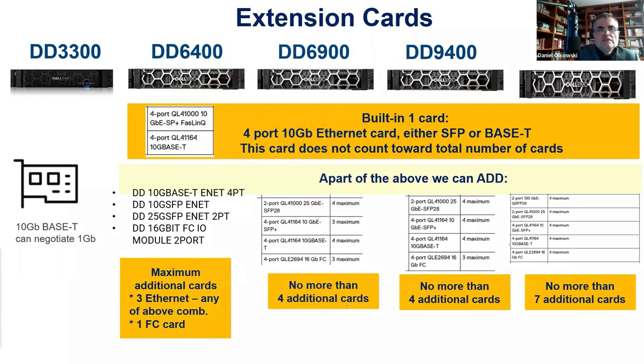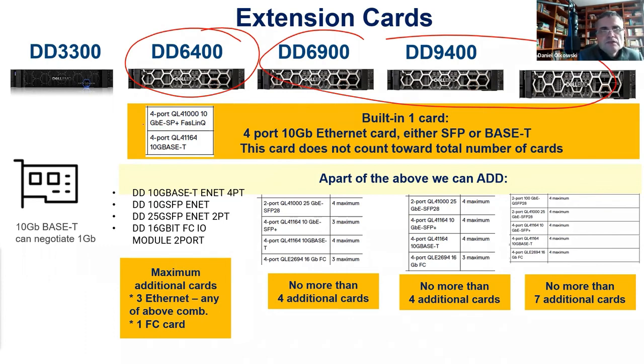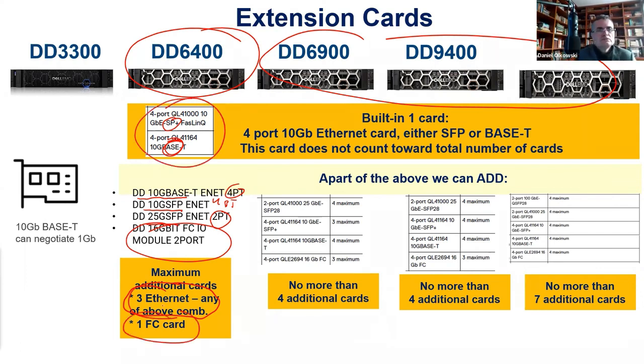And the cards. Every model, DD6400s and all the other models, have a built-in Ethernet card, and we can choose either fiber optical or copper. But we can also add three Ethernet cards. Each of them can be copper 10 gigabits, optical 10 gigabits, or 25 gigabits. This one is 2 ports, this is 4 ports, and this is also 4 ports. We can also add, of course, fiber channel. So we can add 3 Ethernet cards apart from the built-in, and we can add 1 fiber channel card. This is what is possible.